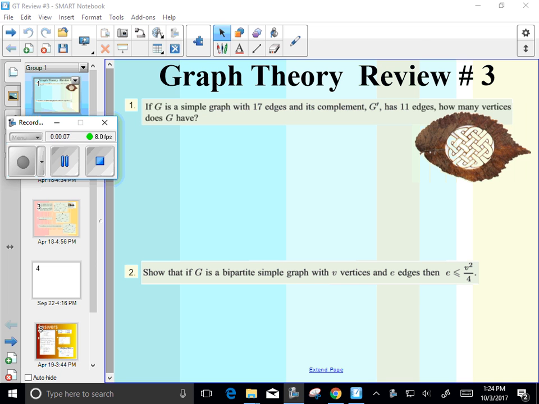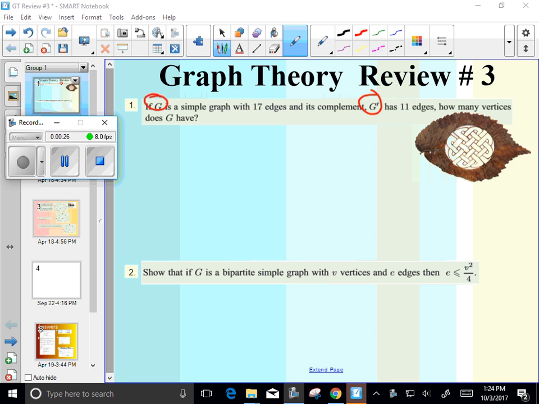Absolutely love the problems here in review set 3. Just algebra enough, a little bit of proof, but not a super hard proof. Like this first one, think of this G and its complement. If you added up all the edges of G and the complement, what kind of graph do you have?